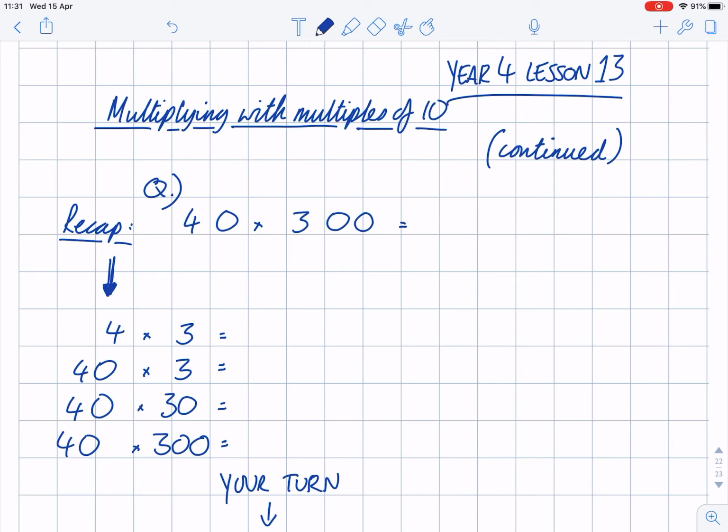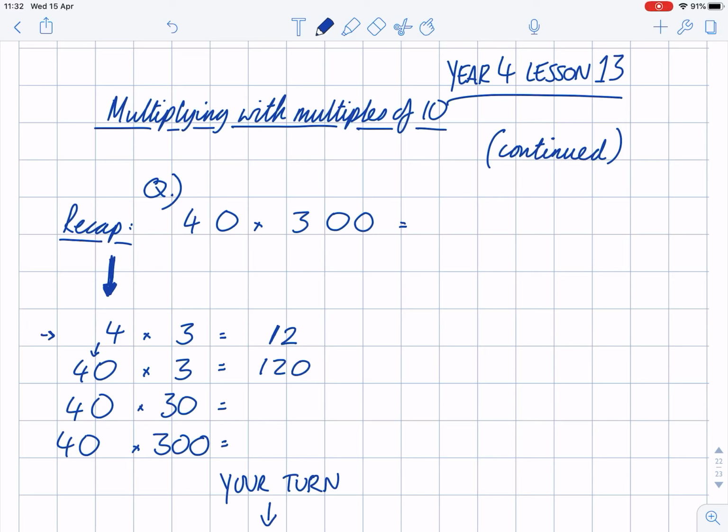Okay? So, I've broken down 40 multiplied by 300. Step 1 here, 4 times 3. So I've basically got rid of all my zeros, haven't I? And I will say 4 multiplied by 3 is 12. I've now made, for the next part, this 4 has become 10 times bigger into the 40. So 3 is still the same, but because my 4 is 10 times larger, I need to make my answer 10 times larger, or 10 times greater.